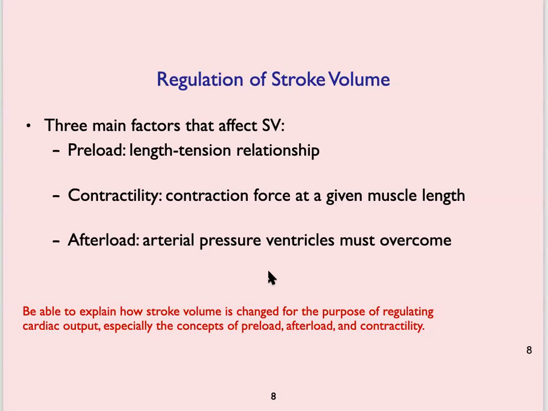There are three main factors that influence our stroke volume. Stroke volume, remember, is the amount of blood ejected by your heart in one heartbeat. So the three factors are preload, afterload, and contractility.